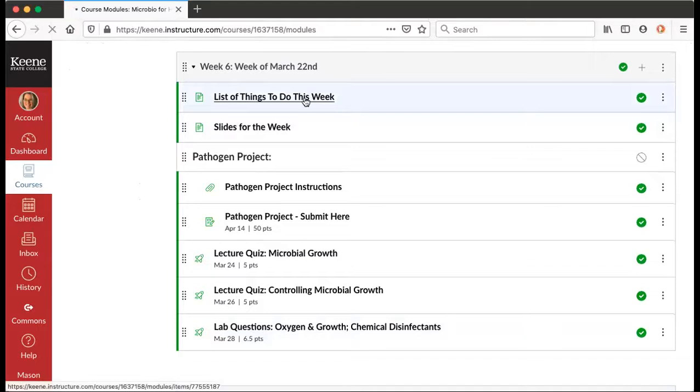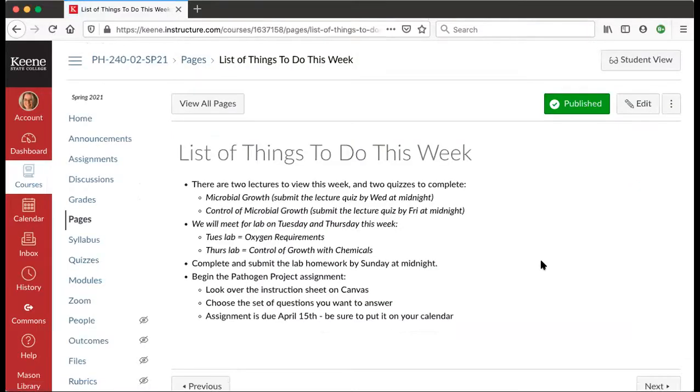And if you click on the to-do list this week, which I'm sure you've done, you've got the two lecture topics this week: microbial growth and control of microbial growth. And of course, both of those have a lecture quiz associated with them. And we have two different topics for lab this week as well. We have oxygen requirements today and control of growth with chemical disinfectants on Thursday. So we will be meeting twice this week.